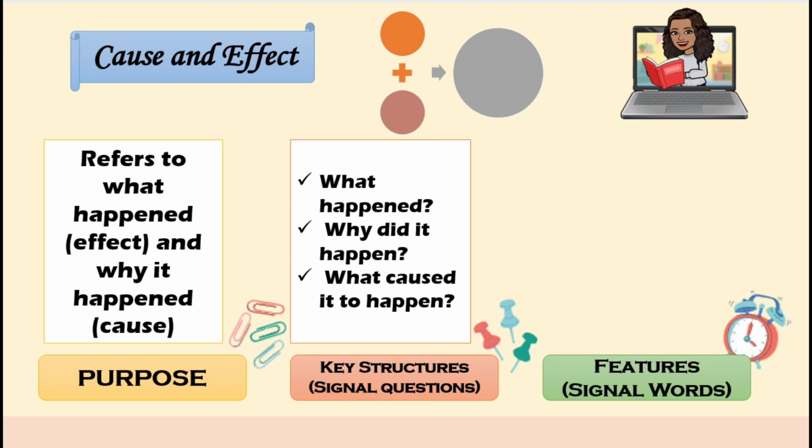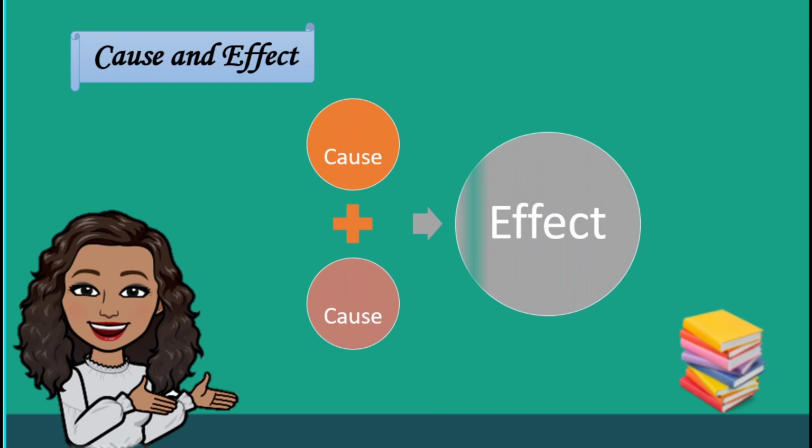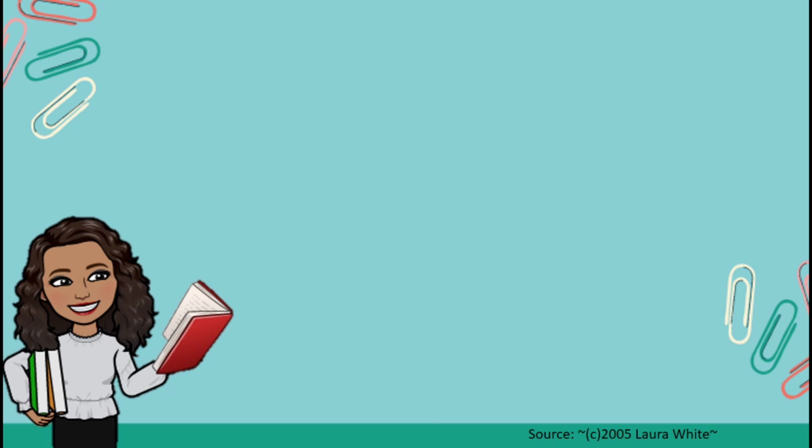And for the features and signal words, we have here: so, because, since, therefore, this led to, reason why, as a result, maybe due to, effect of, consequently, and for this reason. This is an example of a graphic organizer that can be used to present cause and effect information. Now let us read a text that shows cause and effect relationship.